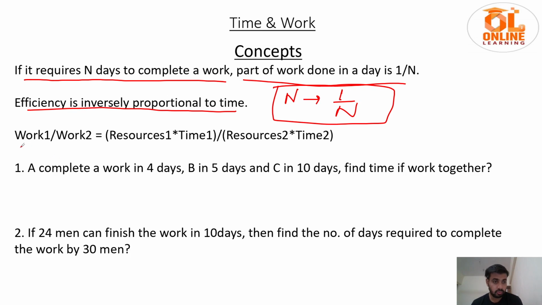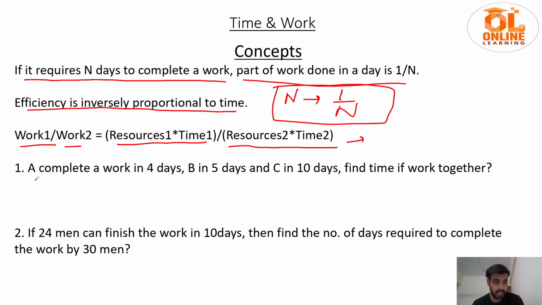Then work 1 by work 2 is equal to resources 1 into time 1 by resources 2 into time 2. You will understand it better when we will solve the questions. So let us move towards the questions.